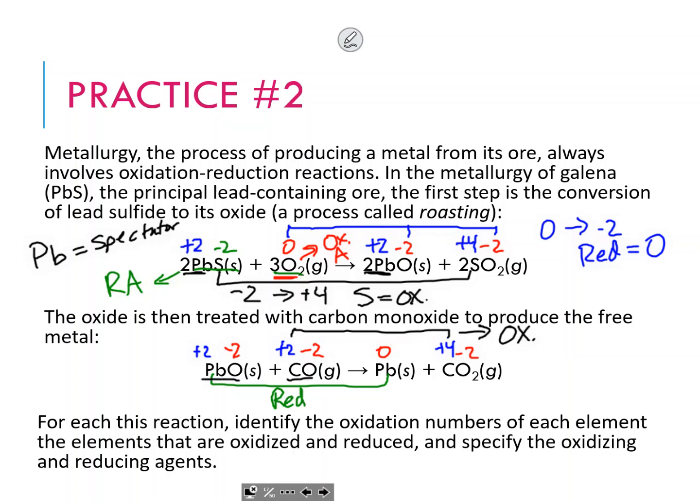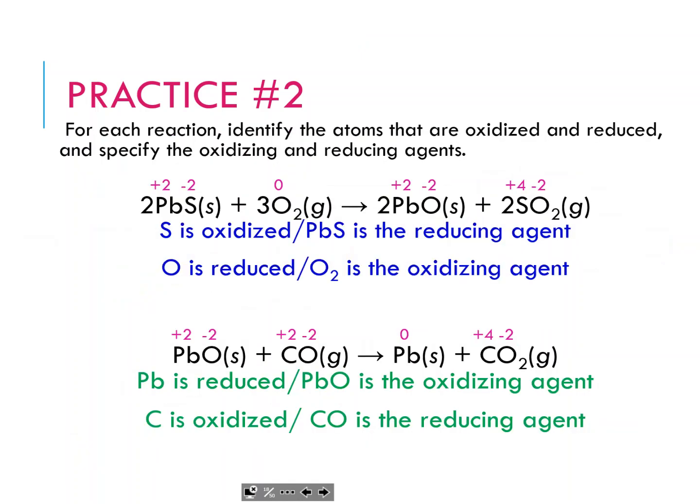Okay, good. Now let's look at the agents. We have PbO and CO as our possibilities here. Since PbO contains lead that's being reduced, that means this one is the what? Oxidizing agent, good. It's causing the oxidation of the carbon. So carbon monoxide is being oxidized, so therefore it's causing the reduction of the lead. So this one's going to be your reducing agent. Good so far? Yes, I thought I got it.